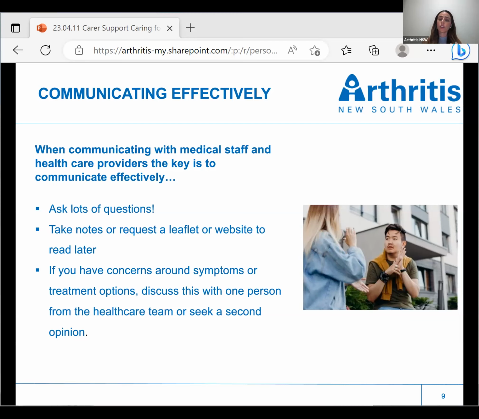As a carer, don't be afraid to ask for help. If you're looking after someone who has a more severe form of arthritis, there's going to be good days, but there are going to be very bad days. If you start to notice anything out of the ordinary, or if you have concerns that arise, you can always discuss them with someone from the healthcare team, or you can even seek a second opinion, but make sure that you don't hesitate to ask for help.